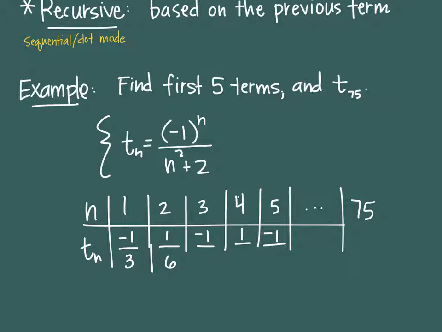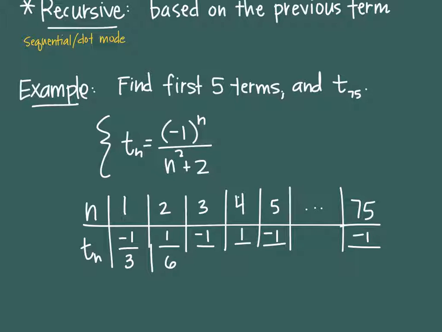So the numerator is what we call oscillating. Anytime you notice something oscillating, it's because it had -1 to the n power in it. -1 to the n power just switches back and forth. So what will the 75th numerator be? All right, it'll be -1. The denominator is going to proceed according to this explicit formula.